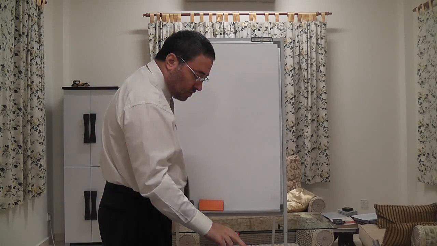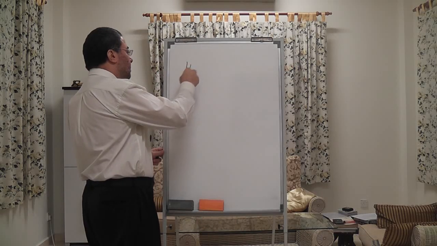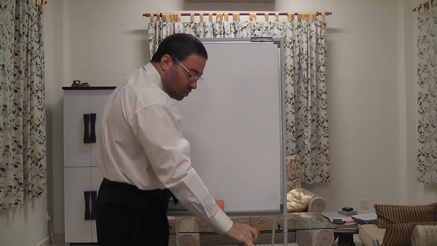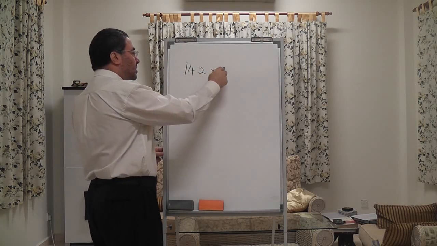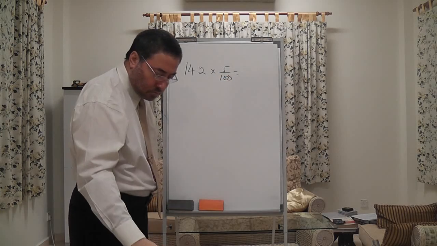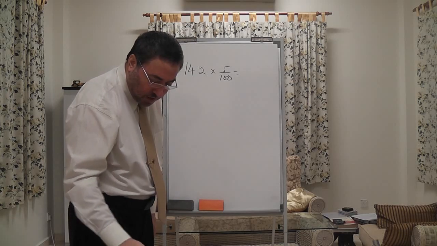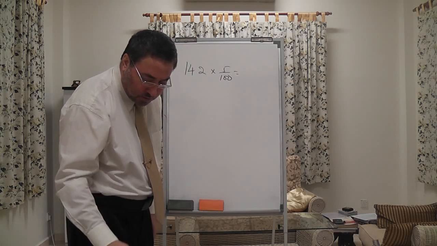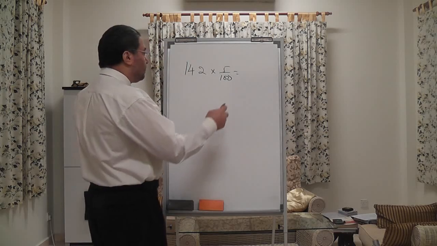Number 8, what number is 5% of 142? Here, this is like number 2. We simply multiply the number times the percentage. 142 times 5 divided by 100, and that's 7.1.